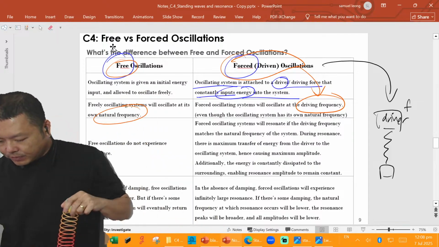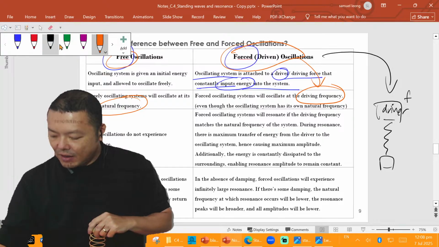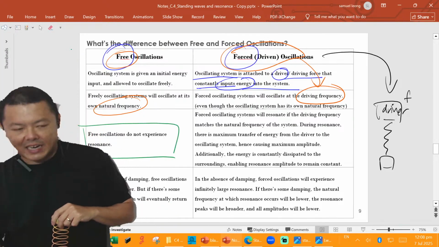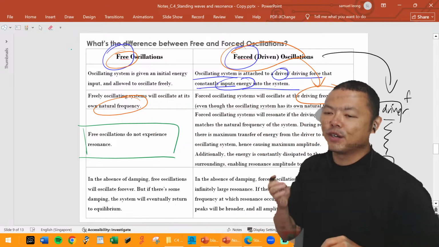Okay, good. And this next part is super important. Free oscillations do not experience resonance because there's no driver.